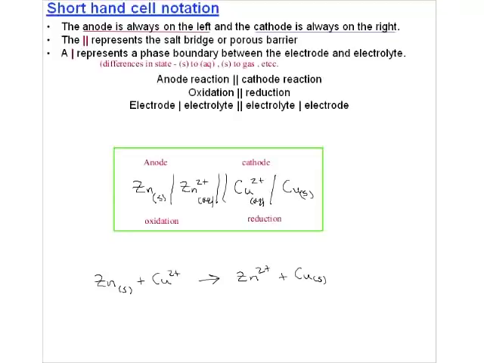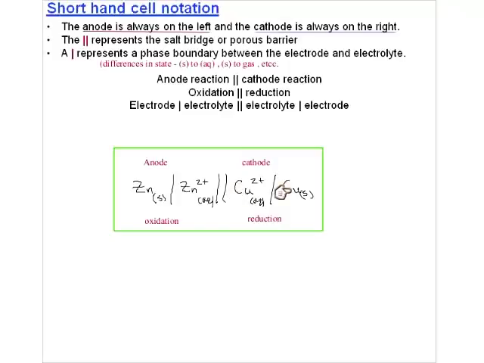But what we want to be able to do is represent this in shorthand notation, and this is the accepted way that we do this. Shorthand notation looks something like this. All right, let me just reveal the whole thing here. With shorthand notation, we want to represent what's going on in this cell without showing all the nitty-gritty. So the anode, what's happening with the zinc, is always going to be on the left-hand side, and the cathode is always going to be positioned on the right-hand side.